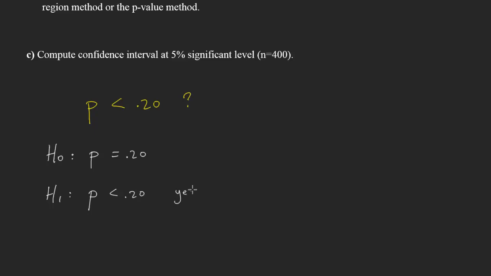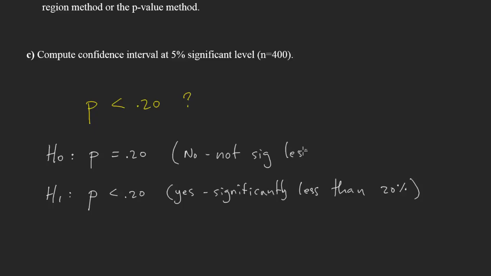The alternative would say, yes, they are significantly less than 20%, and the null hypothesis would say no, it's not significantly less than 20%. Now these comments that I'm putting in here, you do not need these comments. Really all that you need for full marks is to start off with your hypotheses, like we've got them there.